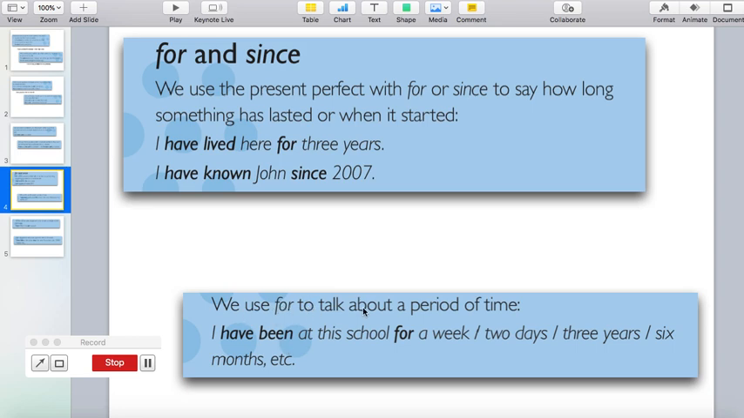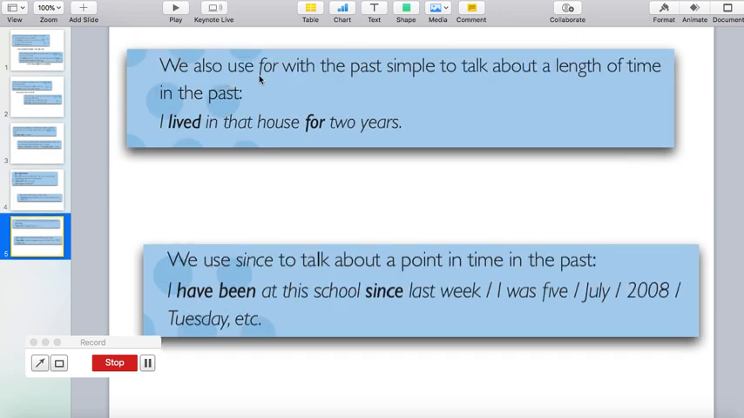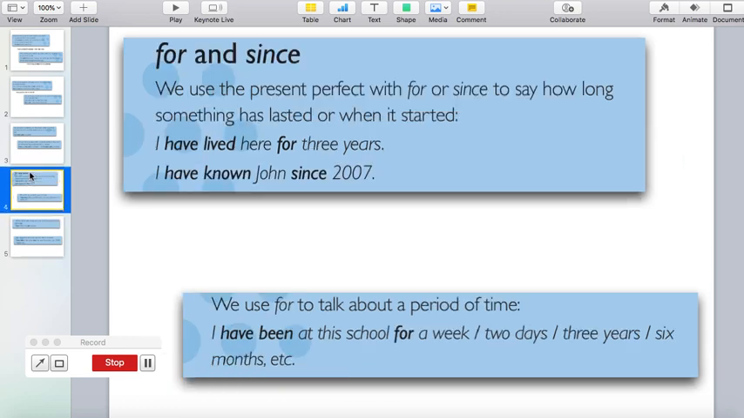We use for to talk about a period of time. For example, I have been at this school for a week, for 2 days, for 3 hours, okay? That's the idea. Also, we use the word for with the past simple to talk about the length of time. You can use them not only with present perfect, you can use them with simple past, but remember you are talking about a period of time. 1 week or a week, 1 hour, 3 hours, 3 years, okay? A period, a quantity of time.